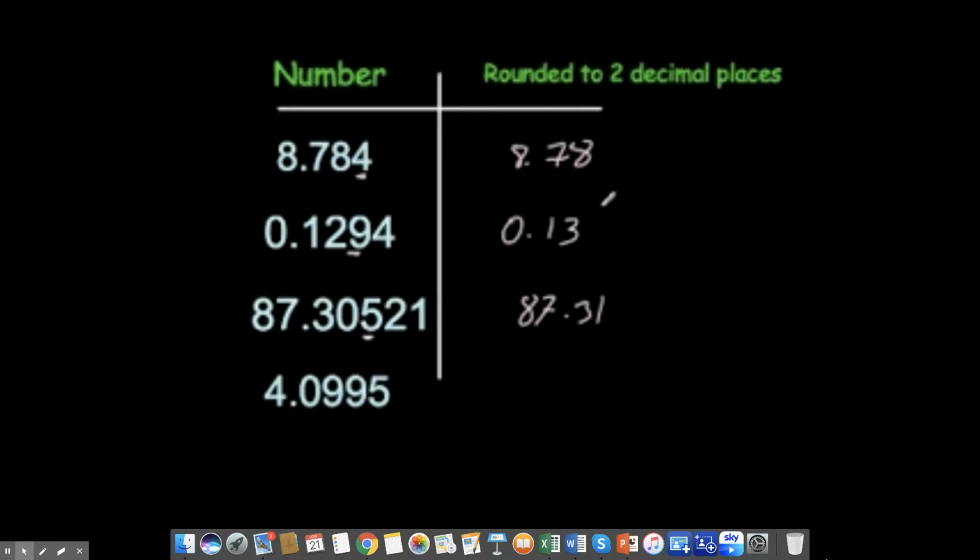And finally, if we had 4.0995 and you wanted to round it to 2 decimal places, you'd only want 2 numbers after the decimal point, so we underline the third one. And we decide, because it's 9, we're going to round up. So rounding the 9 up gives you 10. So that means that you're going to then get 4.10. So that's how you round numbers to 1 or 2 decimal places.